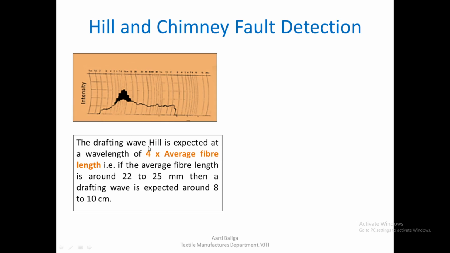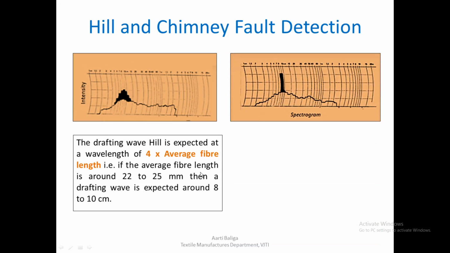The drafting wave hill is expected at a wavelength of 4 into average fiber length. Whatever your average fiber length is, multiply by 4. Around that wavelength, you will find a peak due to the drafting wave. So for example, if the average fiber length was around 22 to 25 mm, then the drafting wave would be expected around 8 to 10 centimeters, as can be seen over here.